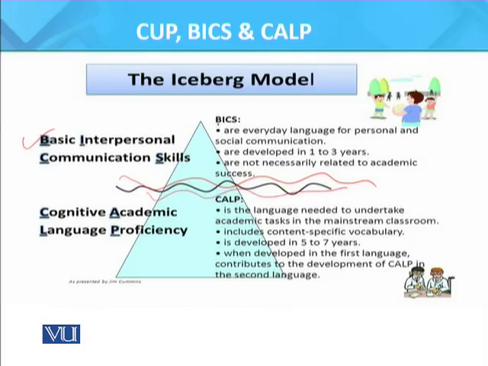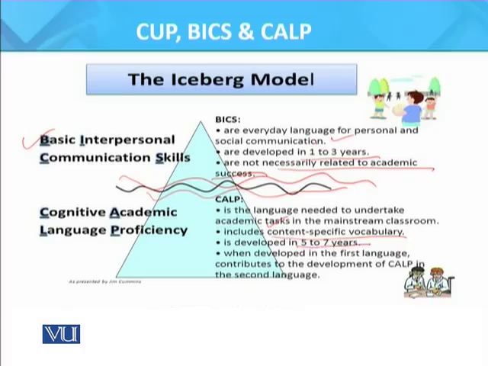Now, as we can see, BICS are everyday language for personal and social communication. The skills are developed in 1 to 3 years of exposure to any language, and these skills are not necessarily related to academic success. Whereas cognitive academic language proficiency is the language needed to undertake academic tasks in the mainstream classroom. It includes content-specific vocabulary, that's why it is specialized and technical communication. It is developed in 5 to 6 years.